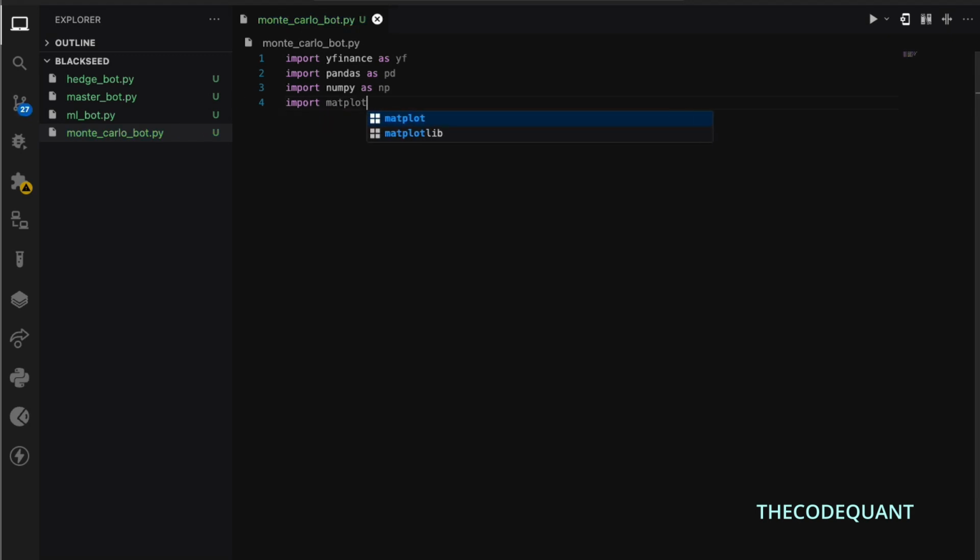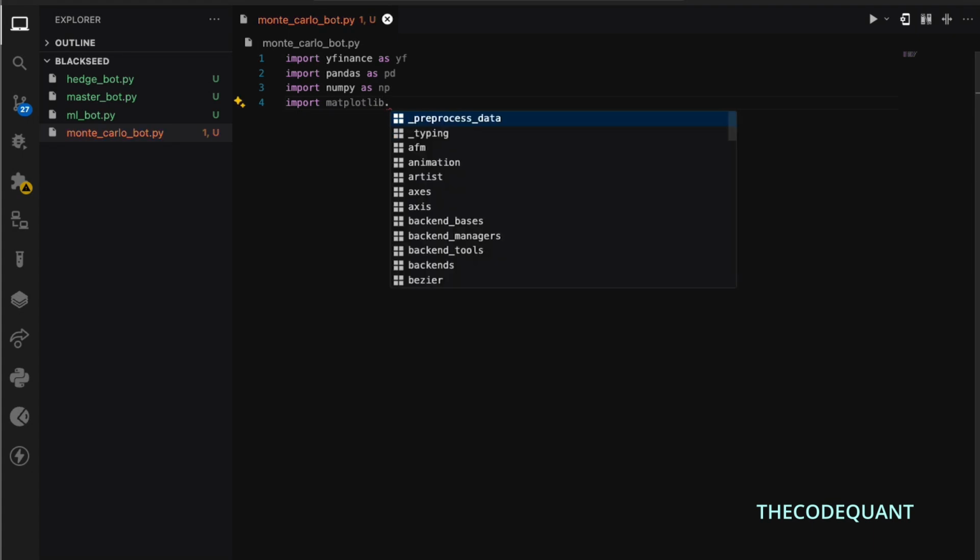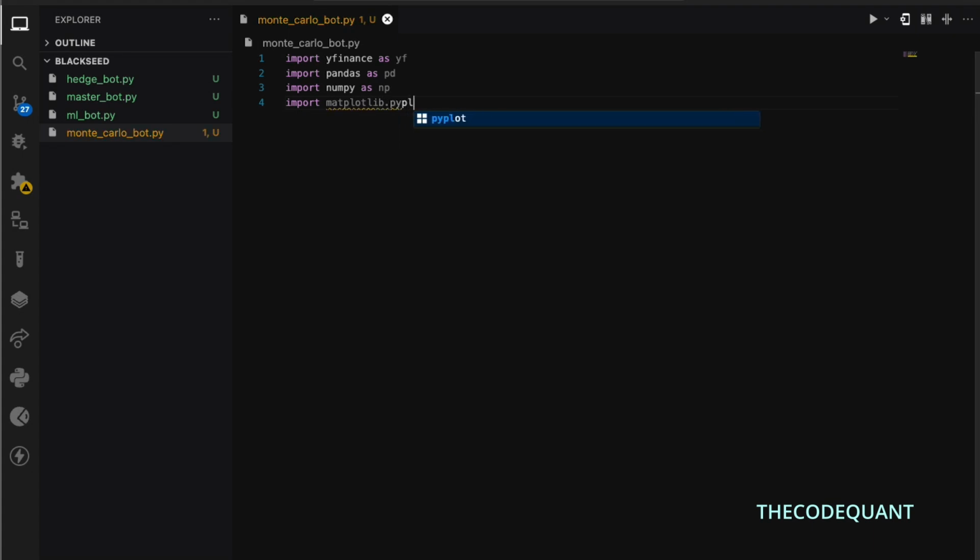I'm naming the file monte_carlo_bot.py, because it is a mini Python project, the same setup we use as usual. I have also done hedgebot.py, mastersbot.py, and mlbot.py. You can check them in my previous videos as well. I will mention the link in the comment section or description.